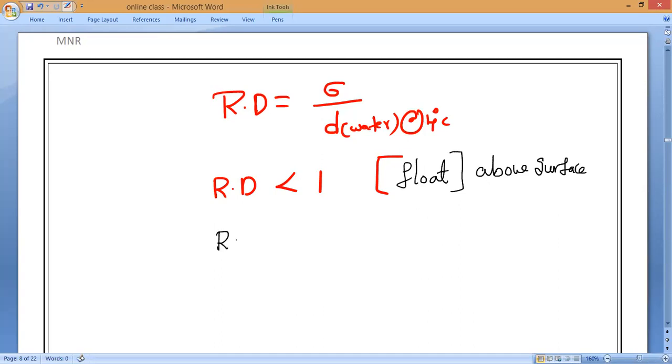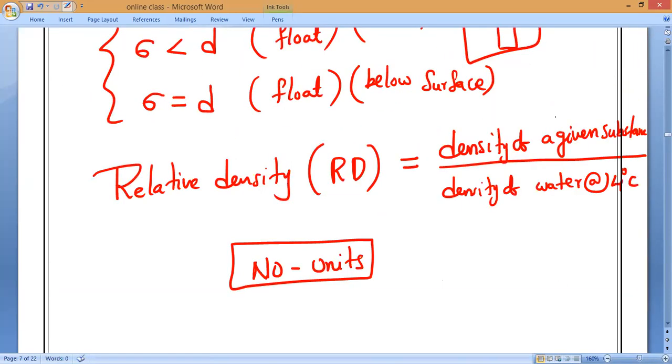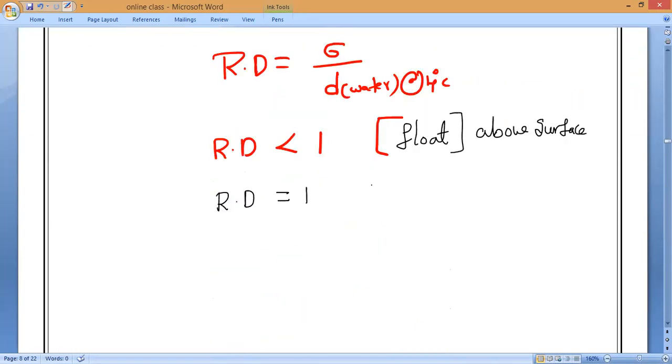If RD equals 1, understand? The relative density formula is very important and very simple: density of a given substance divided by density of water at 4 degrees Celsius. That's all.